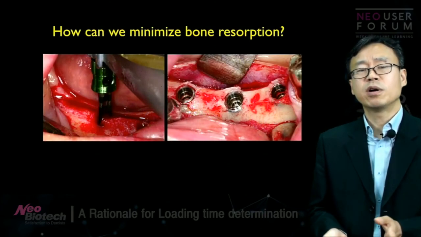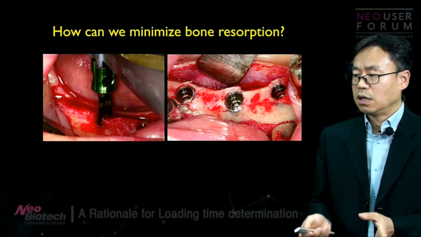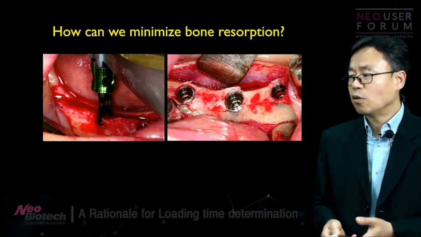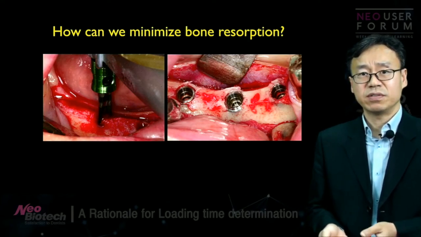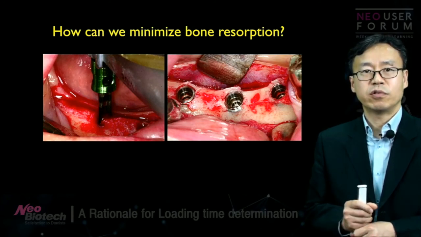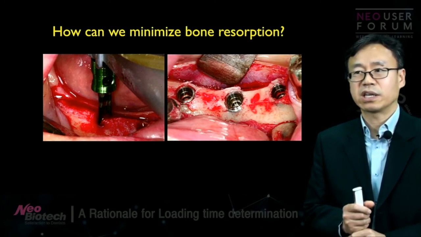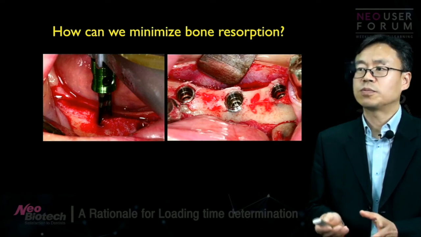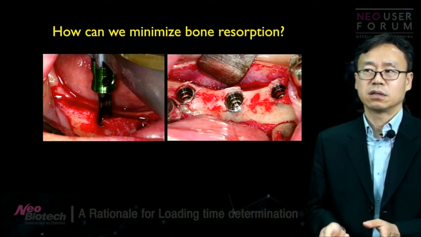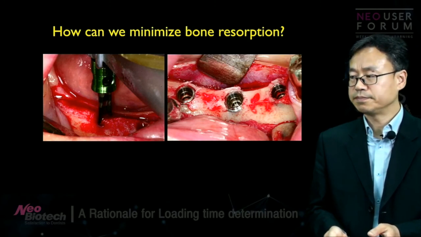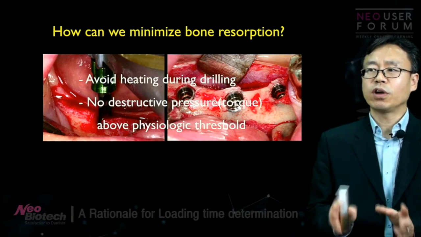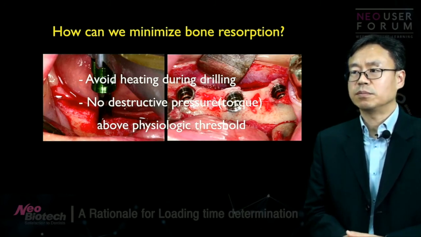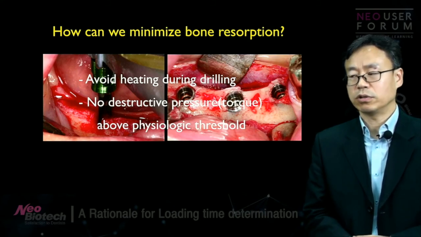But how can we minimize the bone resorption? I want to point out two things. One is to avoid any overheating during osteotomy, obviously. That's something we have to avoid as much as we can. And the second one would be, we also need to avoid too much pressure when we place implants. Overcompression, I would say. As long as we can avoid those two, we're going to have very minimized surgical trauma to the bone.